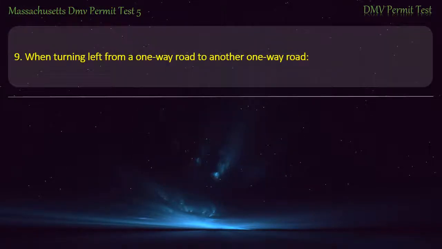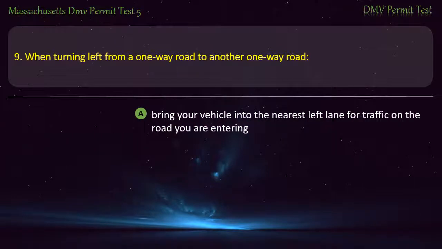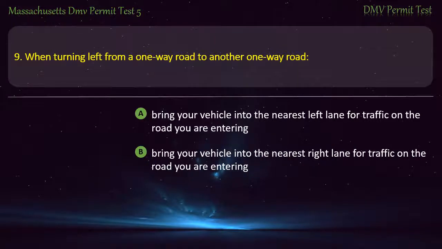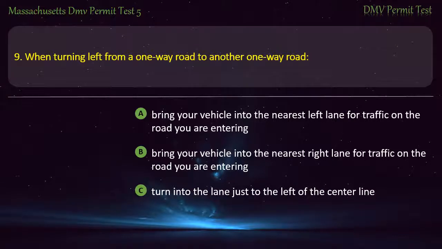Question 9. When turning left from a one-way road to another one-way road, bring your vehicle into the nearest left lane for traffic on the road you are entering. Bring your vehicle into the nearest right lane for traffic on the road you are entering. Turn into the lane just to the left of the center line. Turn into the lane just to the right of the center line.